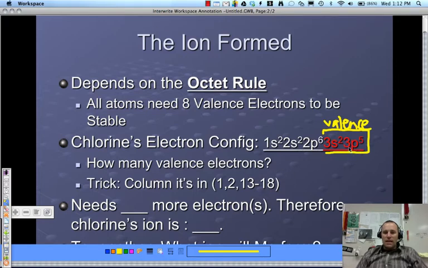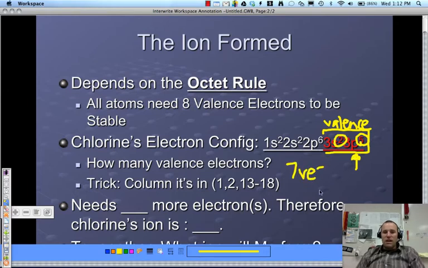Keeping in mind that it's not just the outermost, okay? It's not just the last one labeled. All of these are in the third energy level. So in fact, we have 5 plus 2 makes a total of 7 valence electrons.